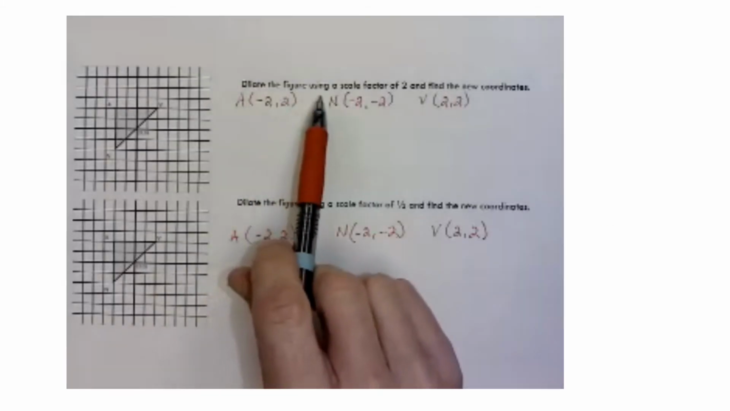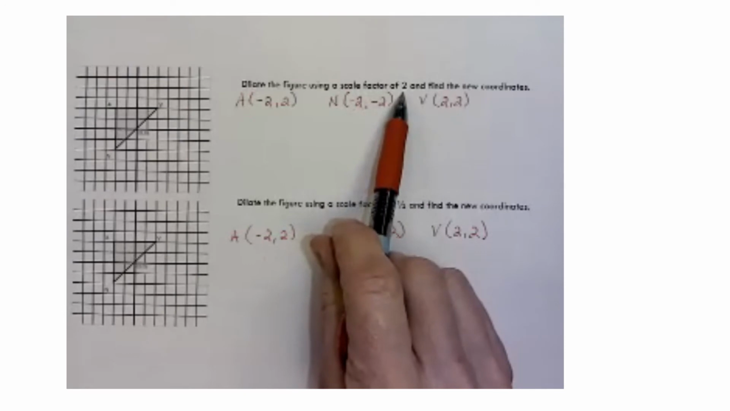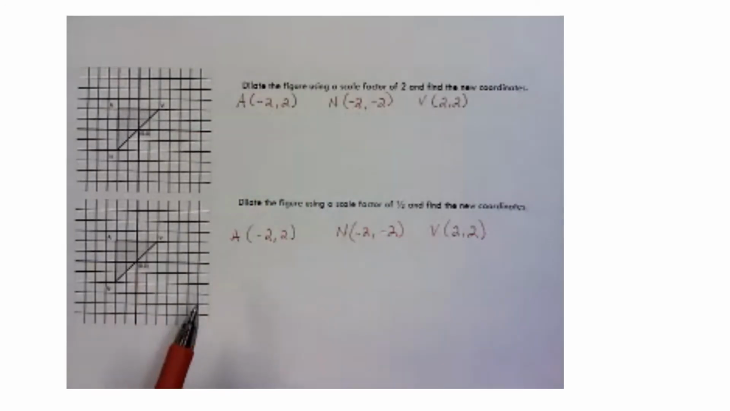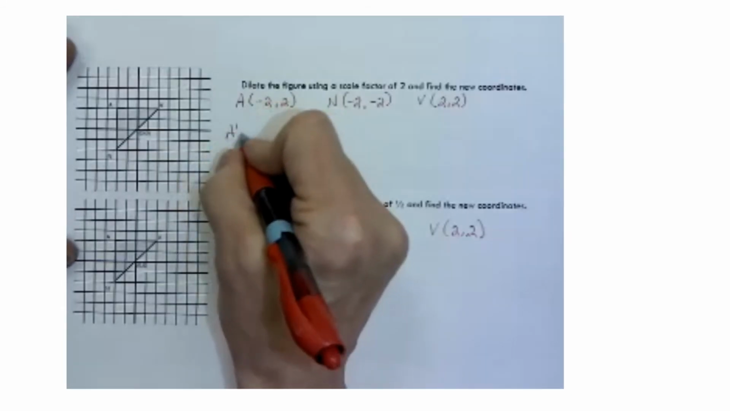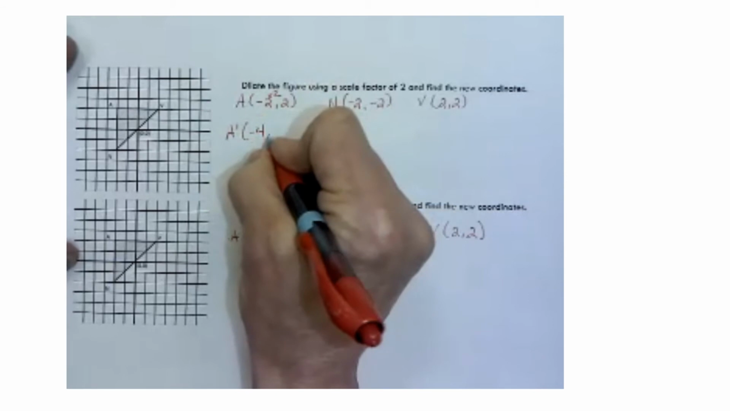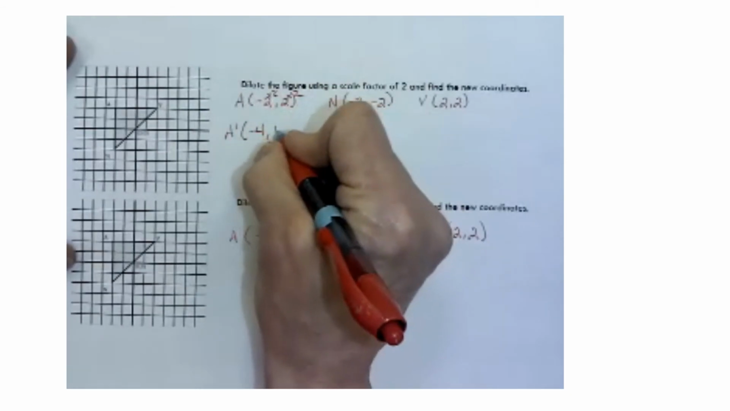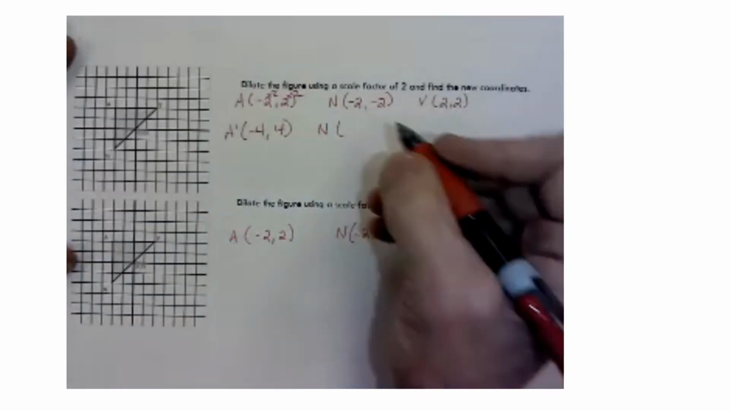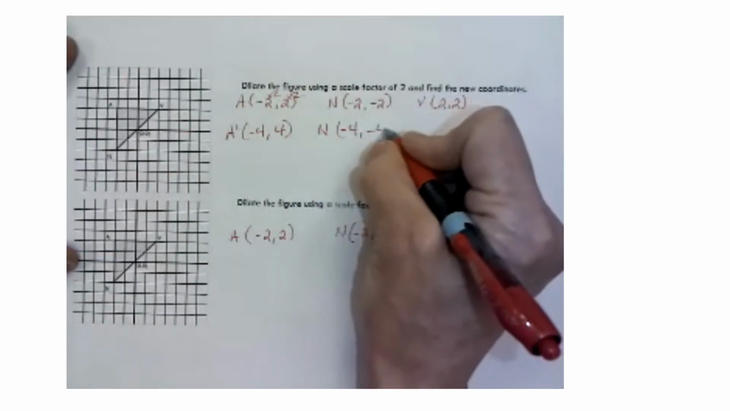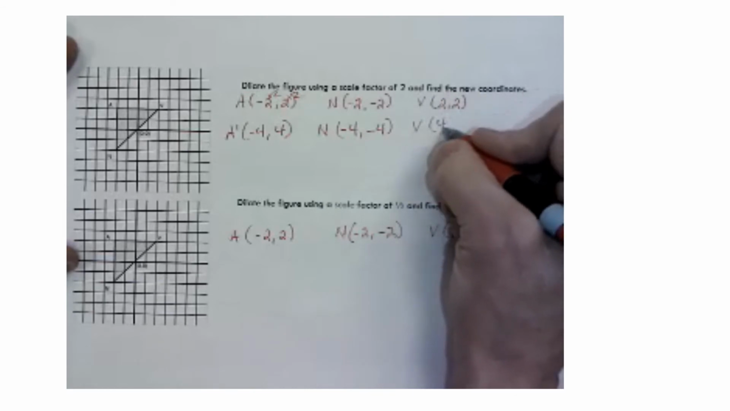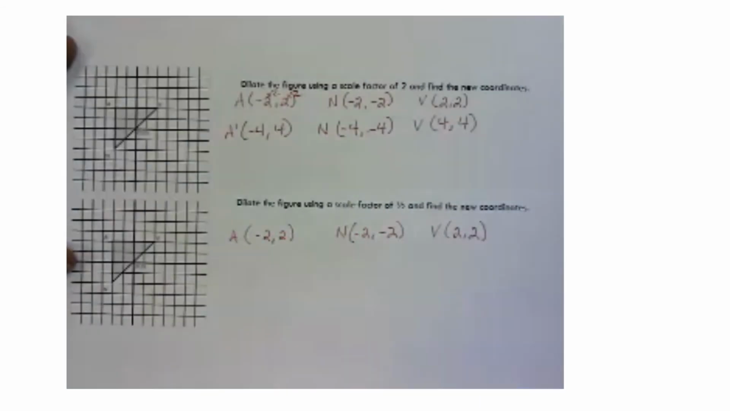Next, we're going to dilate a figure using a scale factor of 2. So that means that we're going to multiply each of our coordinates by 2. So A1, -2 times 2 would be -4. 2 times 2 would be +4. And N1, multiplying each of those by 2 would be -4 and -4. And V, multiplying each of these by 2, becomes 4 and 4.